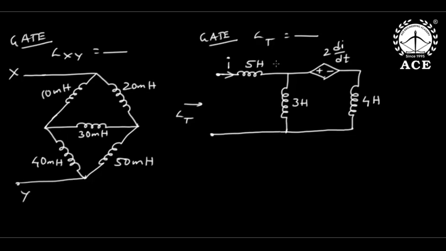So now see again, these are both GATE bits. The left side bit is 1 mark, the right side bit is 2 marks. Right side problem is what is L total? Left side problem is what is LXY? Everybody, immediately.